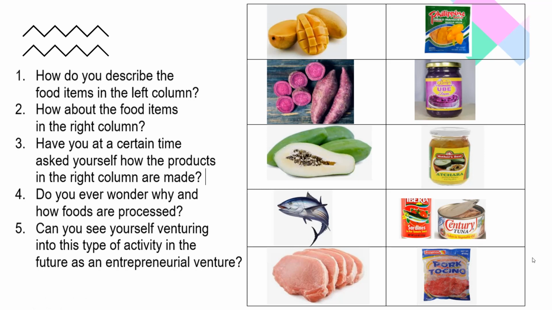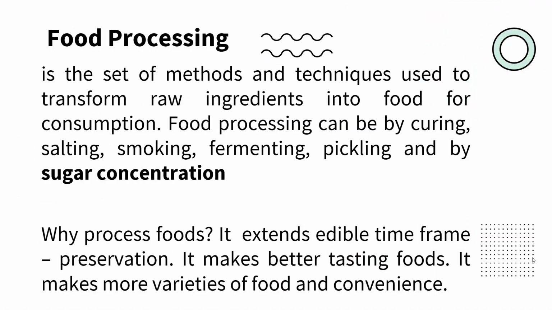So, para mas malaman pa natin ang tungkol sa food processing, ano ba talaga ang food processing? Food processing is the set of methods and techniques used to transform raw ingredients into food for consumption. Food processing can be by curing, salting, smoking, fermenting, pickling, and by sugar concentration. For this grading period, we will focus on sugar concentration.